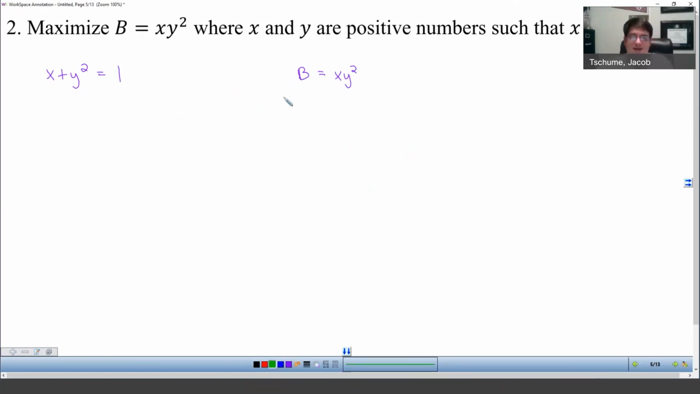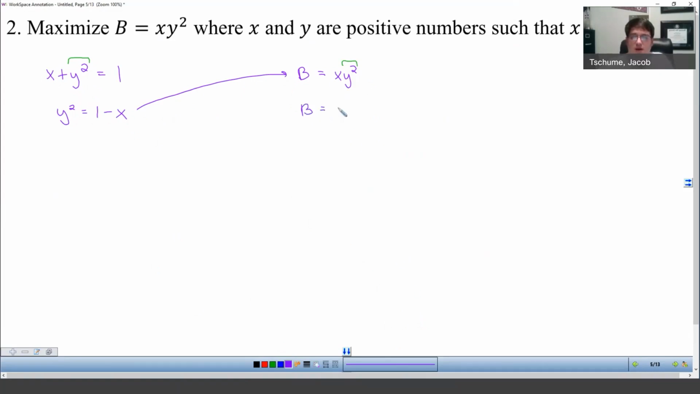Once again, I can't maximize this with two different letters. So naturally, I'm going to try to get rid of this y squared. I can do that by solving for y squared over here. Now, you could also do this in x's. I'm trying to keep everything the same way. That way I don't lose anybody. So I'm going to isolate the y squared. If I move the x over, I can say that y squared is equal to 1 minus x, that I can now substitute back into my formula for b.